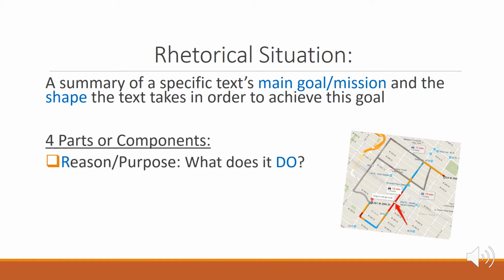First, there's the reason or the purpose. This is what the text tries to do to the people who read, watch, or hear it. This would be similar to the ending point or the destination that you want to reach using the map. Second, there's the audience. Who does this text want to do these things to, or who does this text want to do these things for? This would be similar to asking yourself, well, who is going to get to this destination?